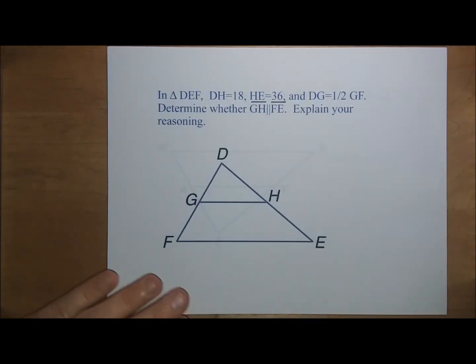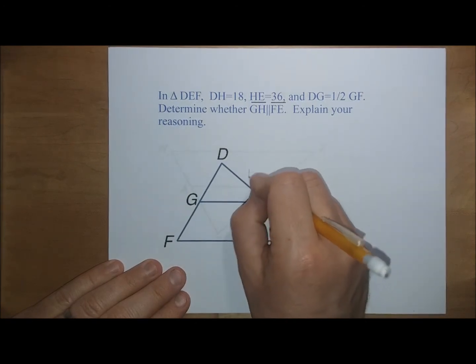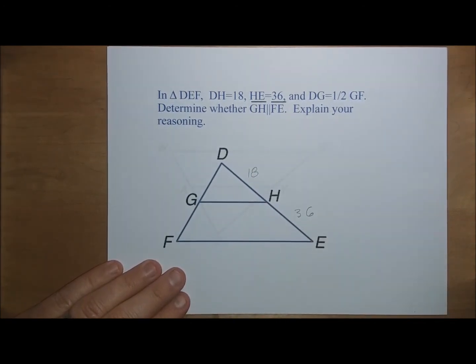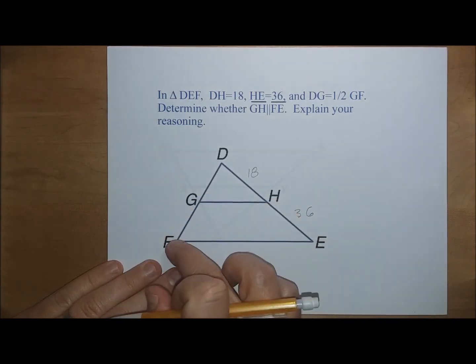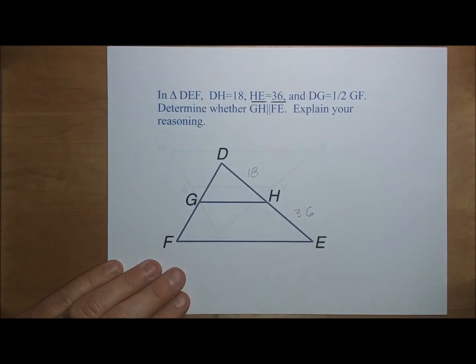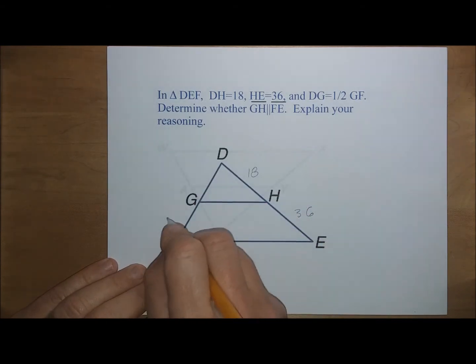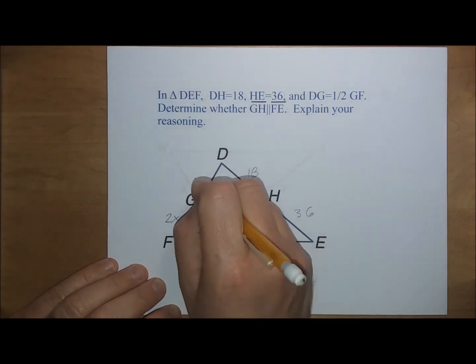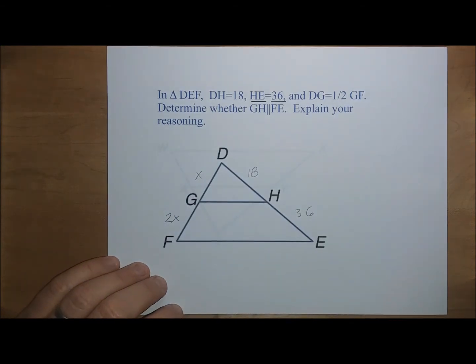Here, in triangle DEF, they're telling me DH is 18, HE is 36, DG is 1/2 of GF. Okay, how could I express that? DG is half of GF. How about I call GF 2x? If DG is half of 2x, what would that be? That'd be x, right? Okay.